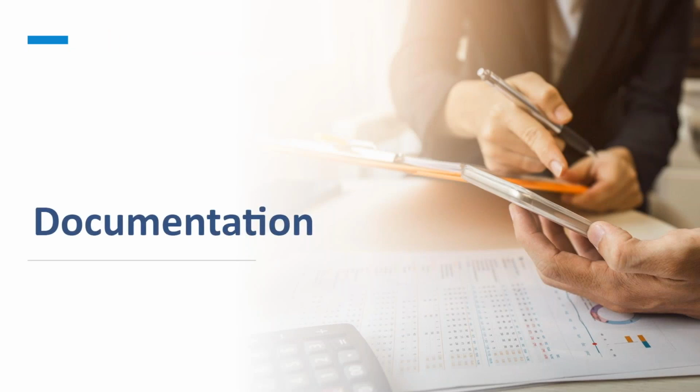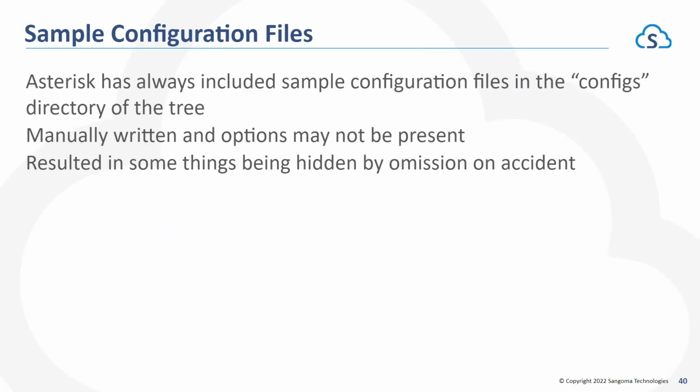Documentation. Everyone always likes to say that documentation sucks. In the beginning, that would be an accurate statement. So Asterisk has always included sample configuration files in the configs directory of the tree. These, however, were manually written and options may not be present.